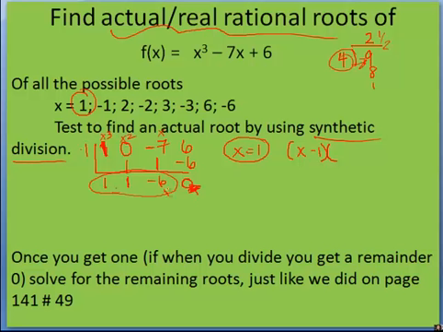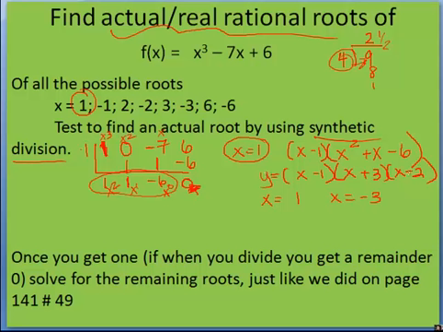So here's the remainder, x to the 0, x to the 1, x to the 2. So now x squared plus x minus 6. And now if we wanted to, we can go ahead and factor this completely: x plus 3 and then x minus 2. So there are 3 roots: x equals 1, x equals negative 3, and x equals 2, because if we set each factor equal to 0, we would get these x values of our x-intercepts.